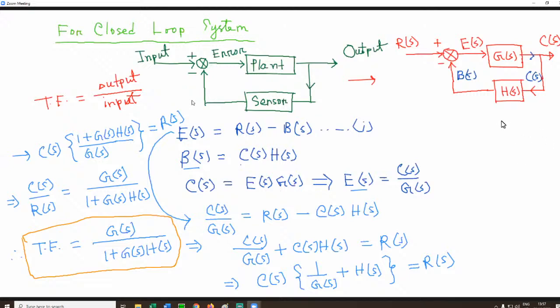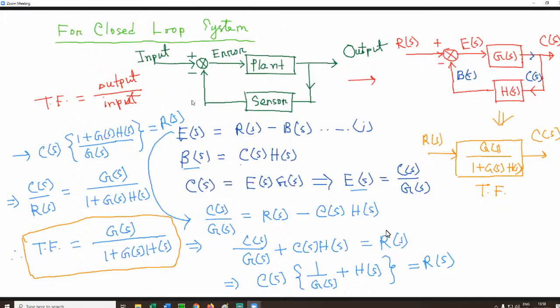So this system you can represent like an open loop system this way. We have input is the RS, and then we have the transfer function, and then we have output CS. So here you can write GS by 1 plus GS ASS. And that is the transfer function for this given system, right? So transfer function.